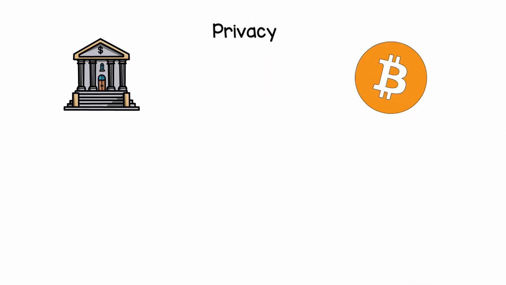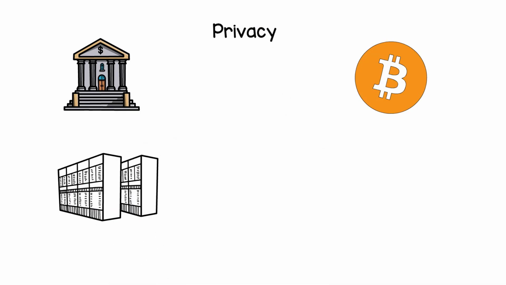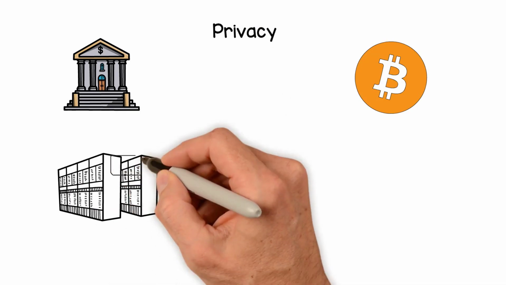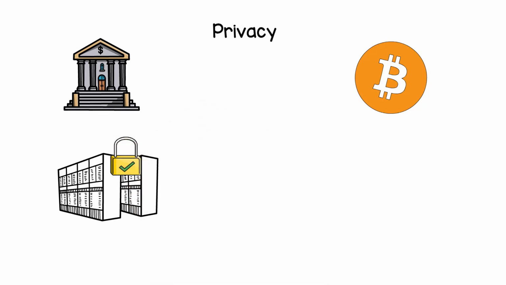Privacy. Bank account information is stored on the bank's private servers and held by the client. Bank account privacy is limited to how secure the bank's servers are and how well the individual user secures their own information. If the bank's servers were to be compromised, then the individual's account would be as well.